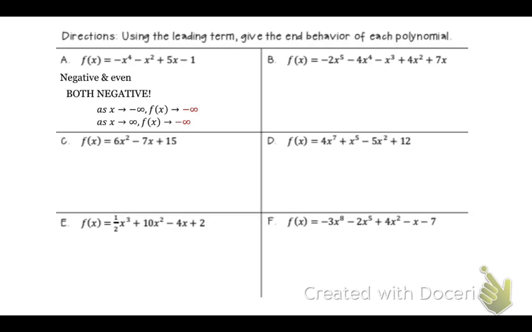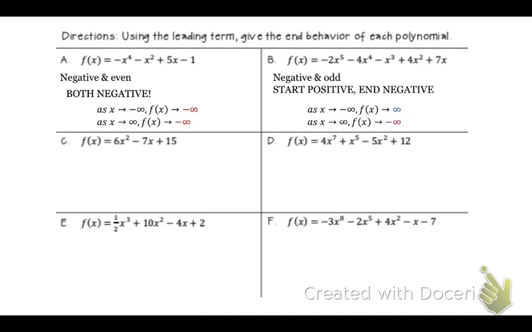Okay, this one is negative and it's odd. And if you look back at that chart, negative and odd means you start positive and end negative. You always end the way that that sign is. So if the sign's negative, your end will always be negative. If it's odd, they're going to be opposites. If it's even, they'll always be the same. So this will be as x goes to negative infinity, f of x goes to infinity. And as x goes to infinity, f of x goes to negative infinity.